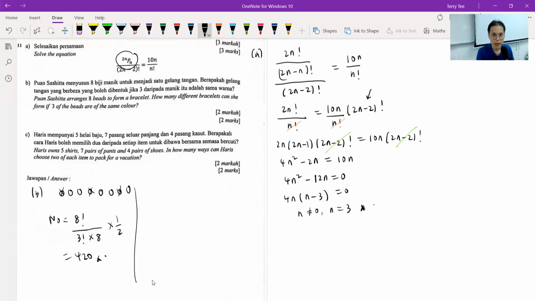Okay, part C, we have Harris that owns 5 shirts, 7 pairs of pants, and 4 pairs of shoes. So how many ways can he choose the 2 items to pack for a vacation? So very simple. 5 shirts, he choose any 2, right? 7 pairs of pants, you choose 2, and 4 pairs of shoes, you choose 2 as well. Okay, because this arrangement are not important. Now you can take shirt A, shirt B, shirt B, shirt A is still the same combination. What we want is a combination.